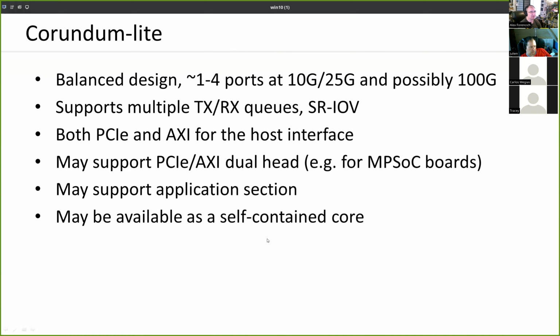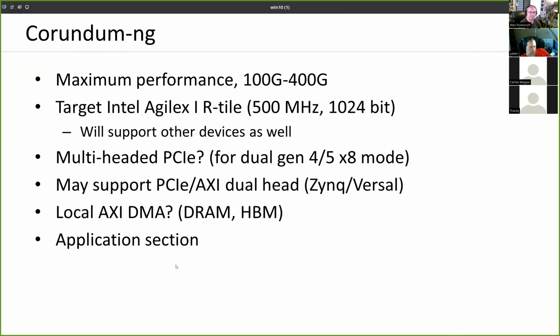And I might also make this more self-contained. We'll see. And then Corundum NG would be the highest performance level. So this one, most likely, I'd be targeting natively the Agilex R-tile. And we'll see what we can do in terms of the timing performance, in terms of the throughput, because making anything run at 500 megahertz on an FPGA is tricky, and you've got to run close to that in order to get the PCIe Gen 5 by 8 or by 16 link fully saturated.